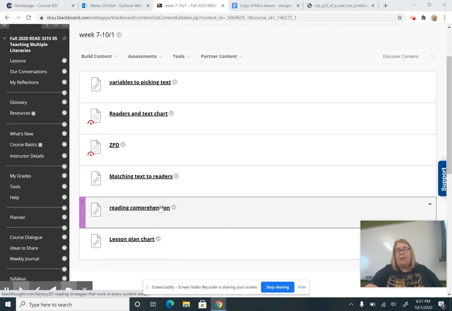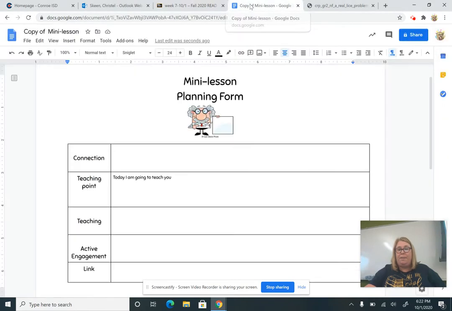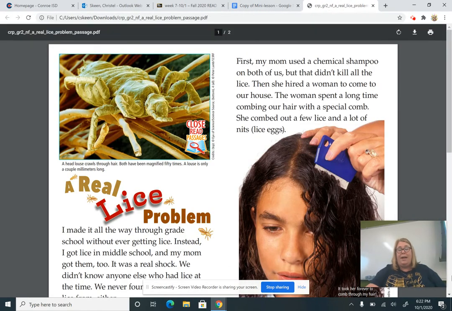So we were talking about reading comprehension and how you have to teach kids a lot of strategies because some of them need it and some of them don't. And so we went through that. And then we talked about how we're going to plan a strategy lesson, and we're going to use the mini lesson planning form, which has a connection, which is how you're connecting it to them, a teaching point, which is when you actually teach it to them, an active engagement when you have them try it, and then you're going to link it to what they do as readers. So I'm going to show you what I mean here with lice, a real problem.